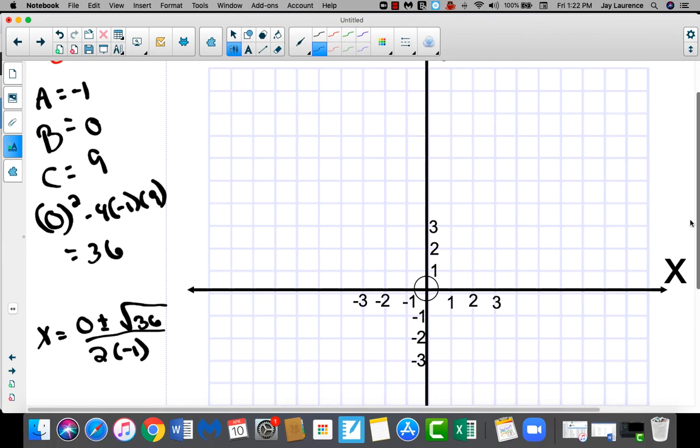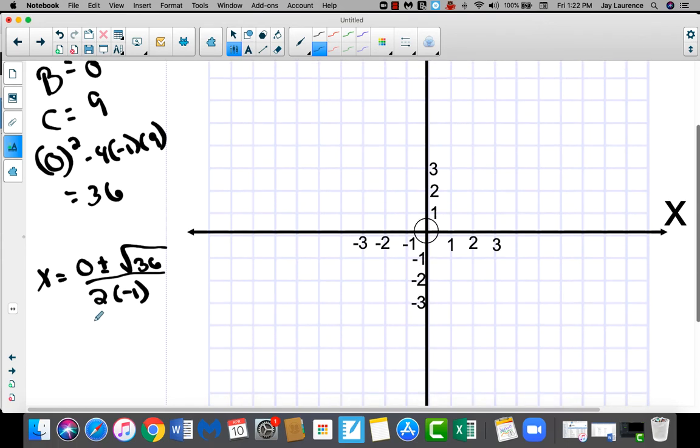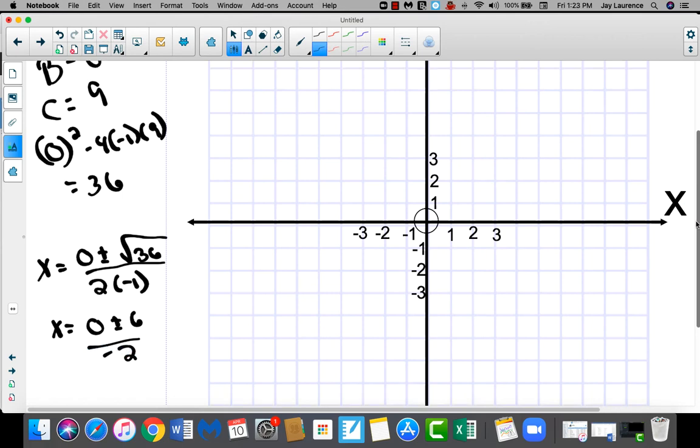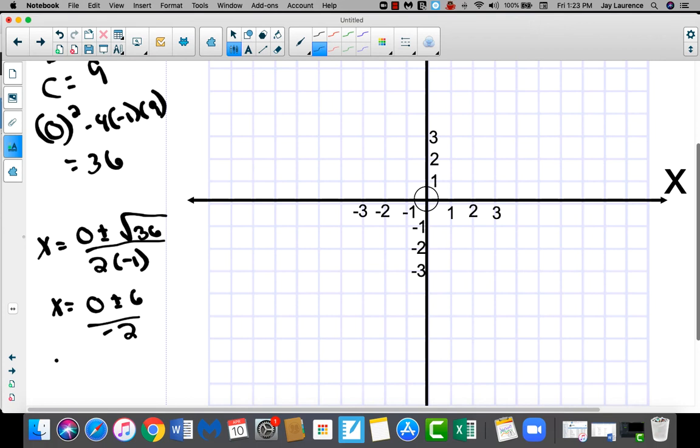Okay? And so when I get my x-coordinate of the vertex, it's going to be 0 plus or minus 6 over negative 2. So, oh, this isn't the x-coordinate of the vertex, excuse me. These are the zeros, or the roots, excuse me.